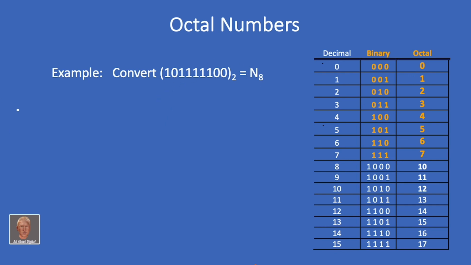So let's rewrite this binary number: 1, 0, 1, and I'll do a little bit of a separation here, and we have 1, 1, 1, and then 1, 0, 0. Let's make this one a little bit longer here. Okay, so we've grouped them in groups of 3. Let's group them.